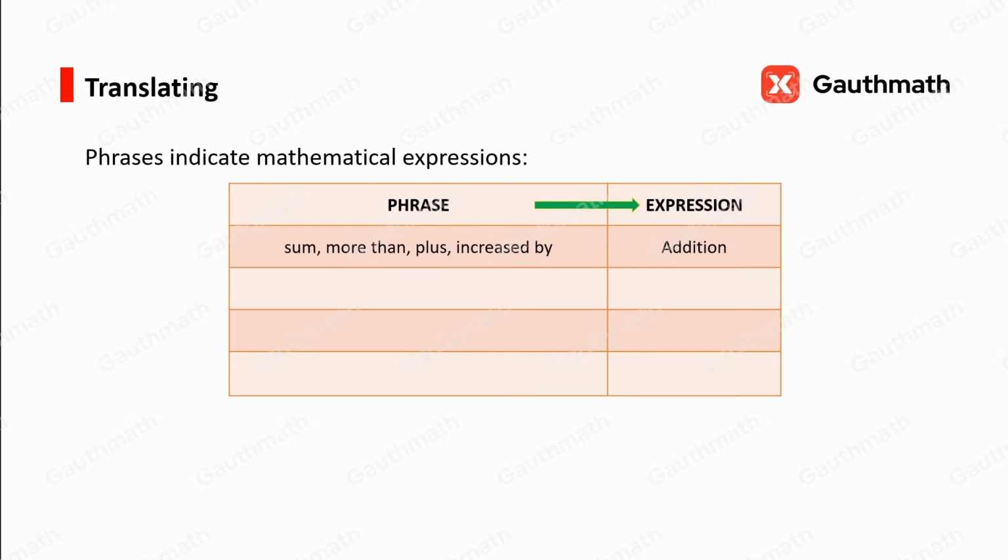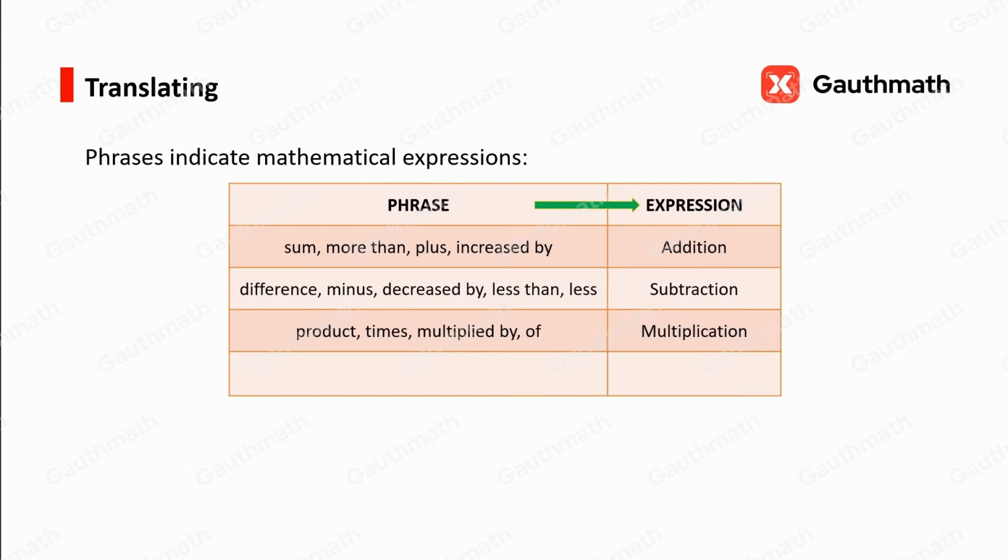For example, when we see sum, more than, plus, increase by, that means there is addition in the expression. When we see difference, minus, decrease by, less than, less, that's subtraction in the expression. When we see product, times, multiplied by, of, there is multiplication in the expression, and quotient and divided by indicate division in the expression.